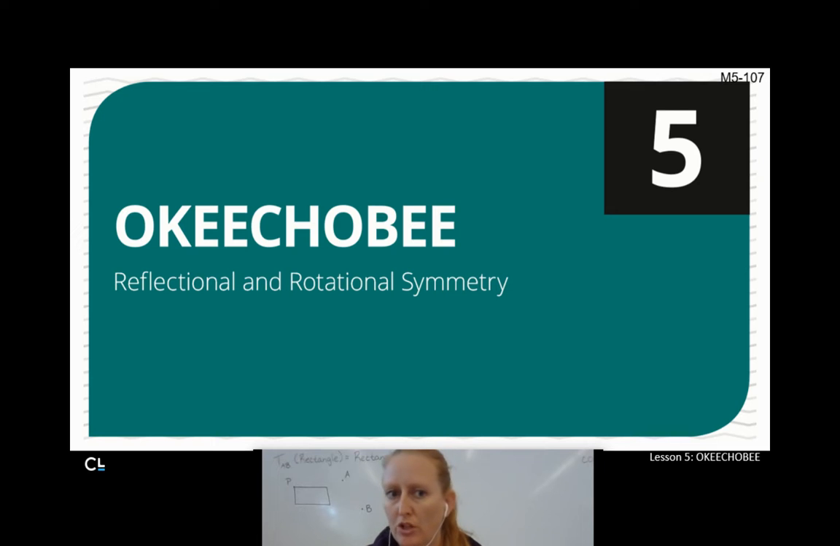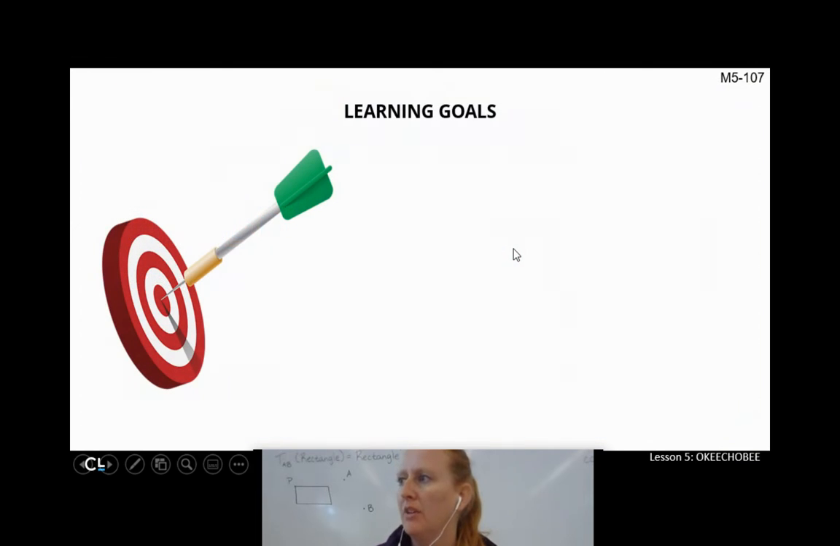So we've talked about reflections before, how they're just flipped. We've talked about rotations before, how we turn things. But this is a little different. It's actually a little easier. We're going to talk about symmetry, which is just a little bit different. Similar ideas, but a little different.